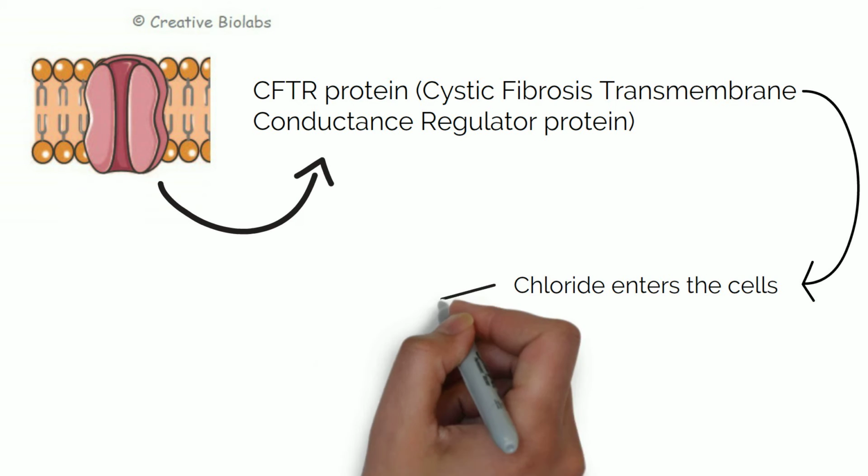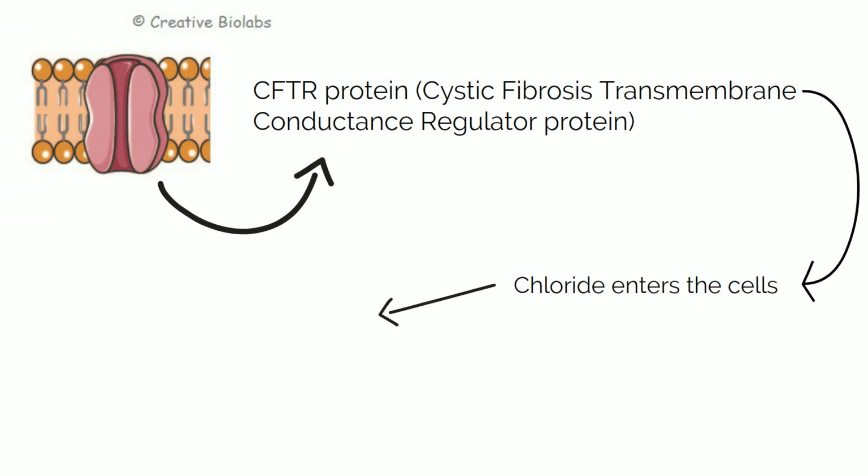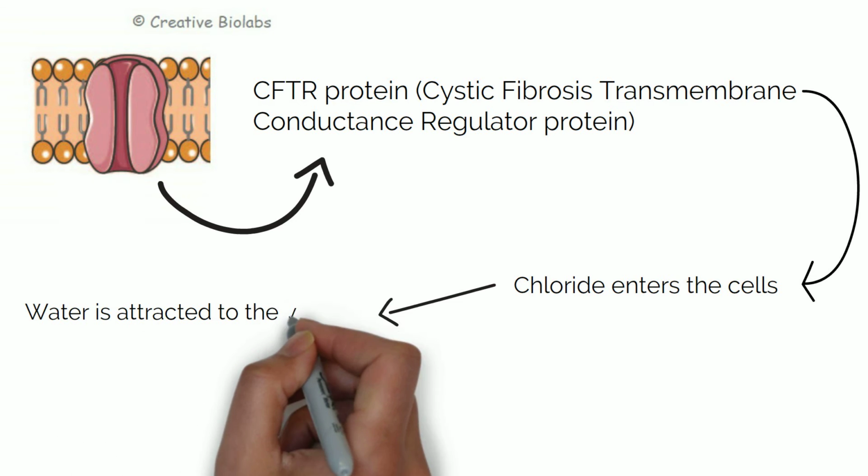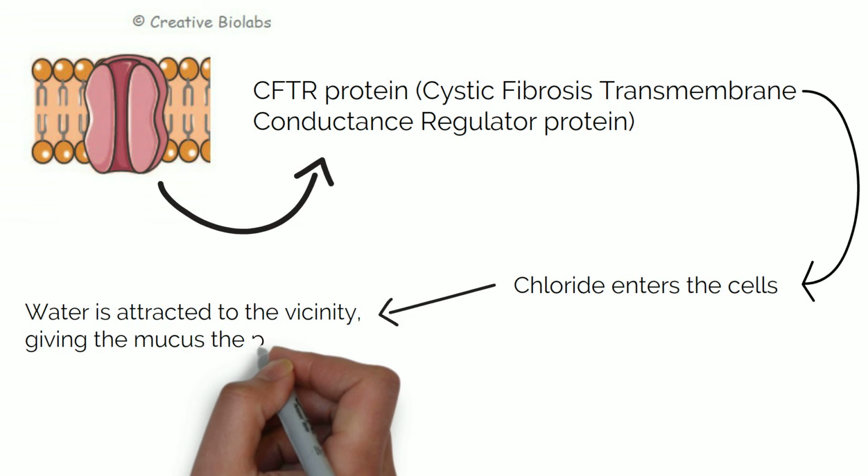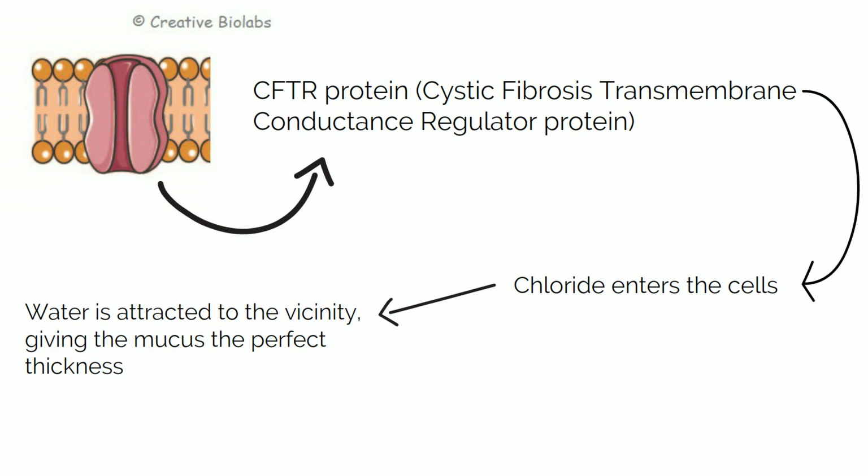When this ion enters the cells, it attracts water to the area. This water is one of the components of that mucus that covers the airways to catch unwanted particles and germs. It basically helps maintain the mucus at the perfect thickness to trap those particles.